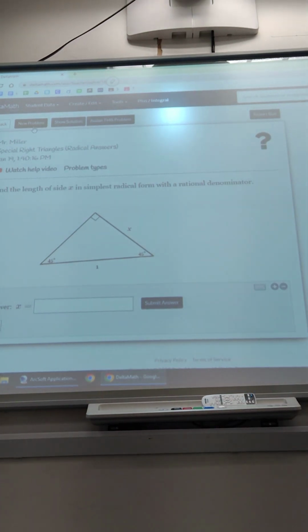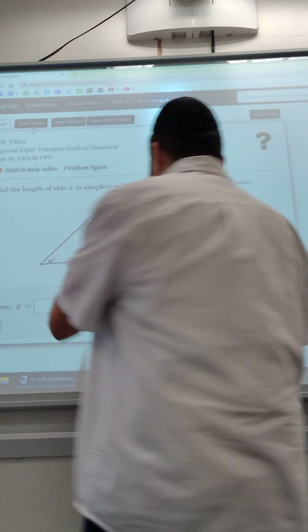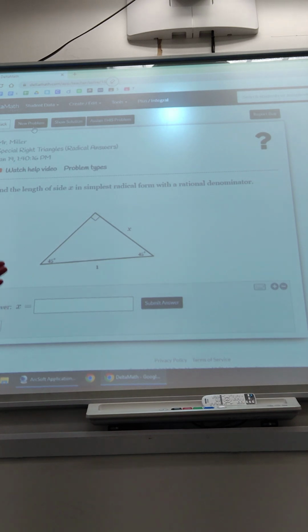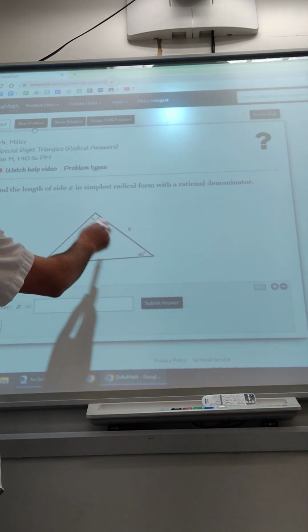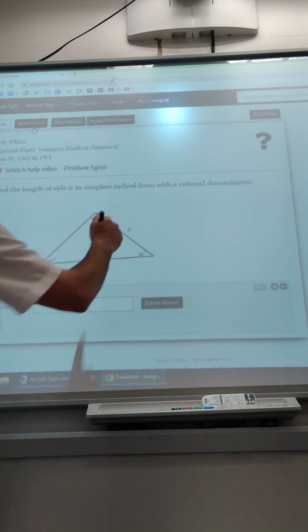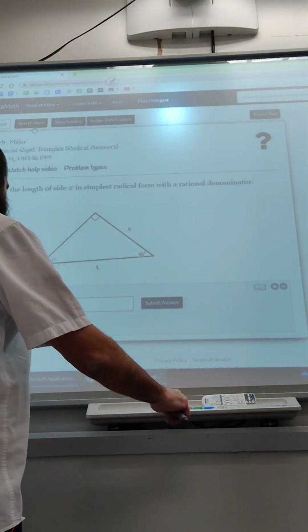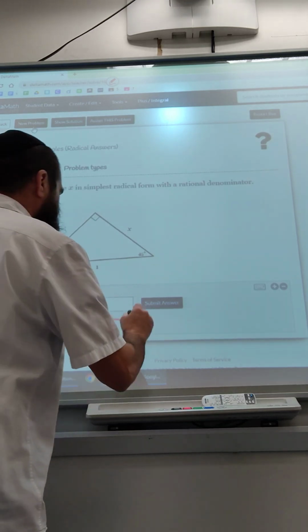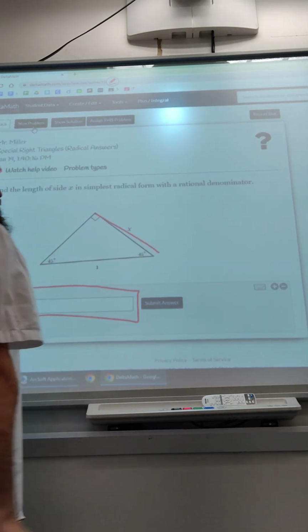All right, so this one is a 45, 45, 90. And it's interesting because this side is 1. And we know it's a 45, 45, 90 because it's labeled nicely. So now again, I have to be careful. Maybe I'll put a box around this to remind myself. This is the side we're looking for.